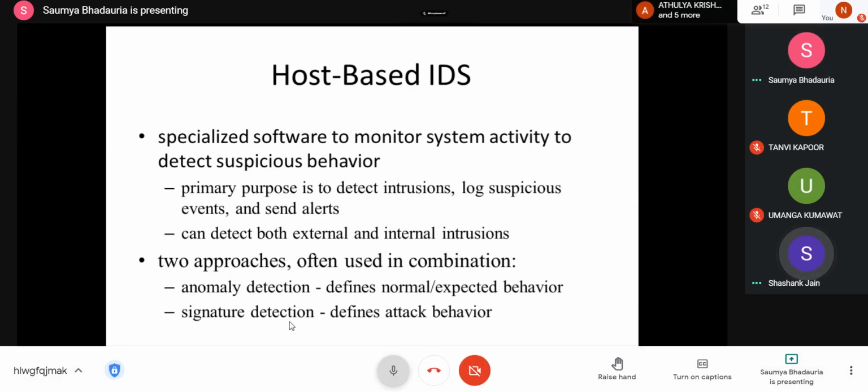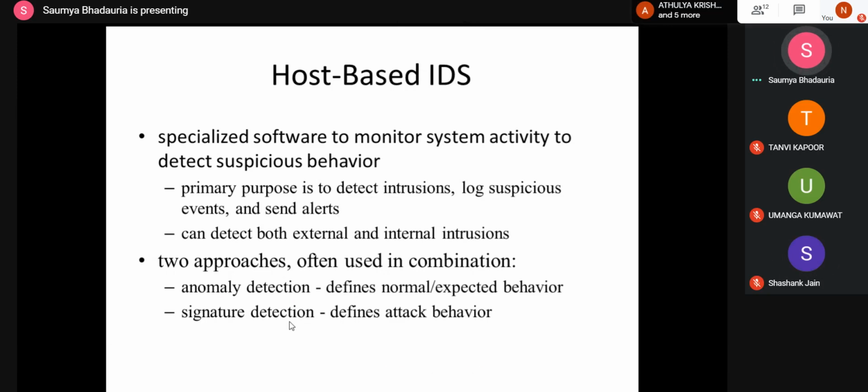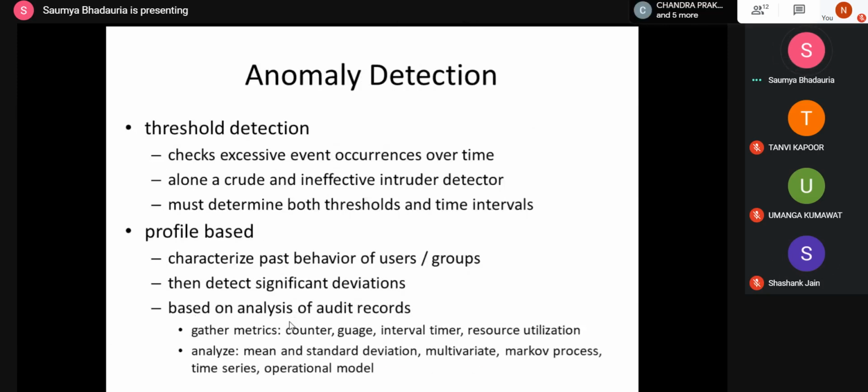No, no, ma'am. Okay, so I'll go ahead. We'll discuss anomaly detection in more detail. What is happening is that I was comparing the normal or current behavior with the expected behavior. The expected one was the one which I had already collected, and the current is the one which I currently have on the system.